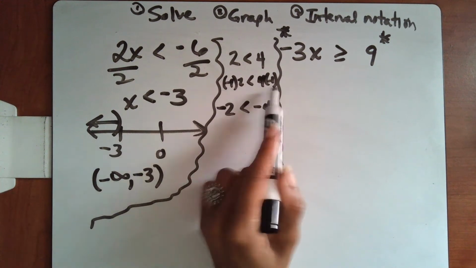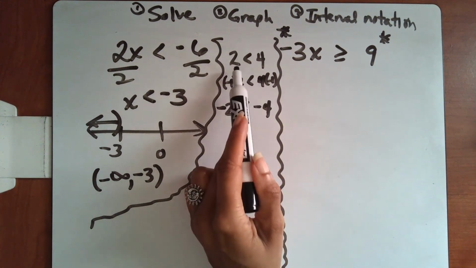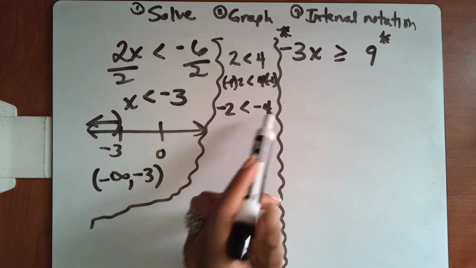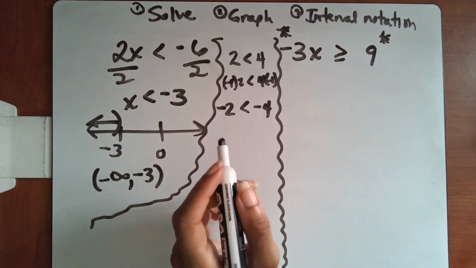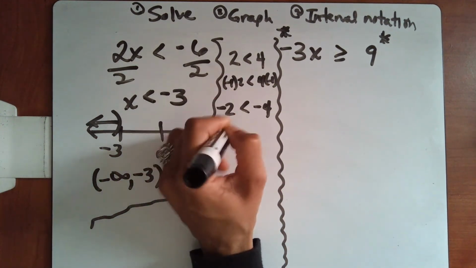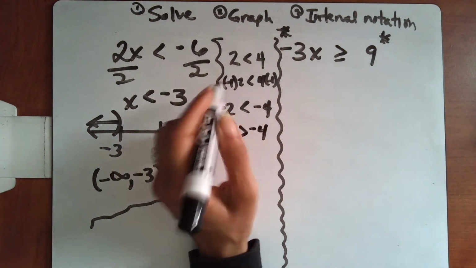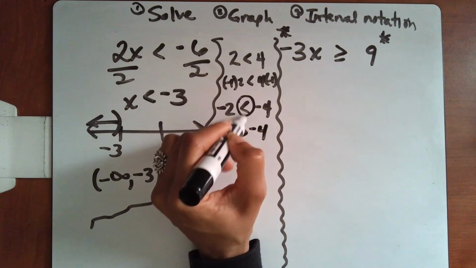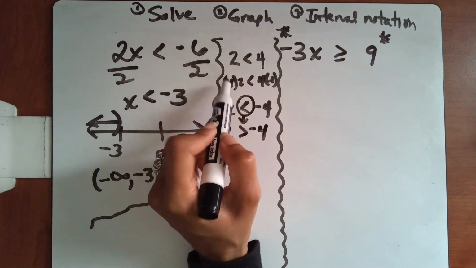Because it's a statement, I have to do it on both sides. So I have negative 2 being less than negative 4. Is that a true statement? No, that's not true. Negative 2 is actually greater than negative 4, right? Do we see that? So what happened here?